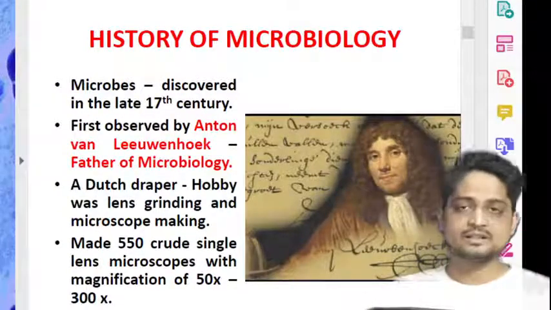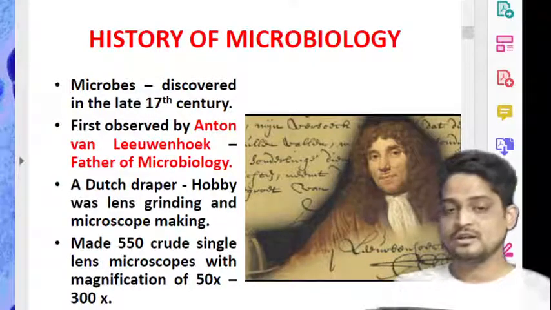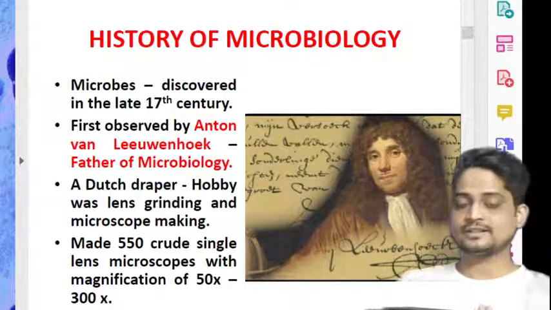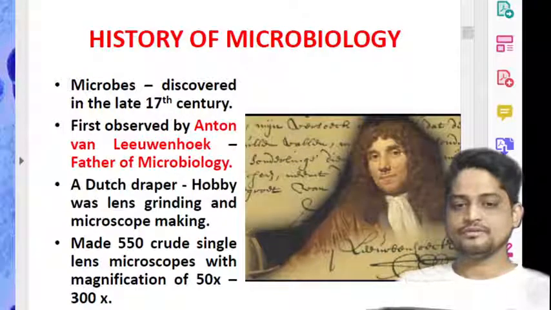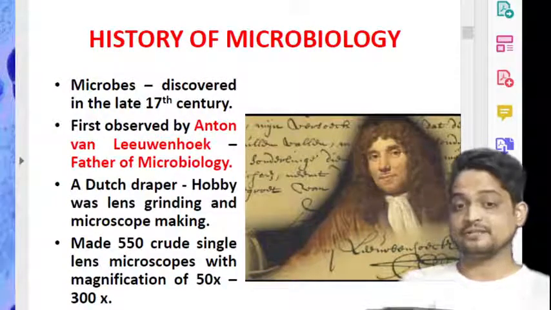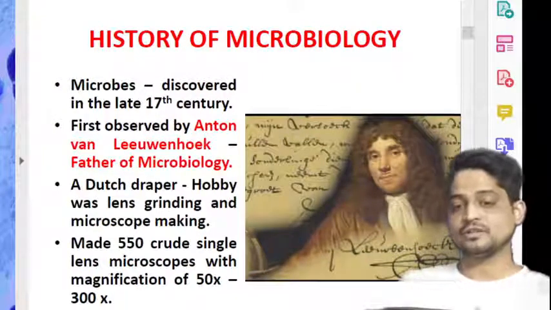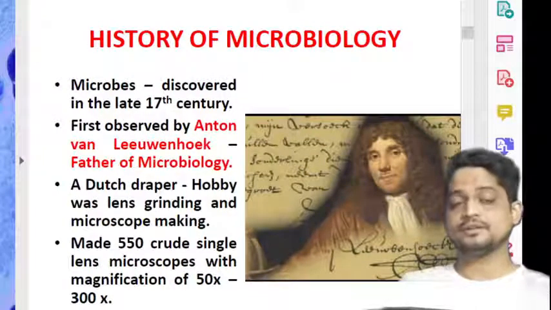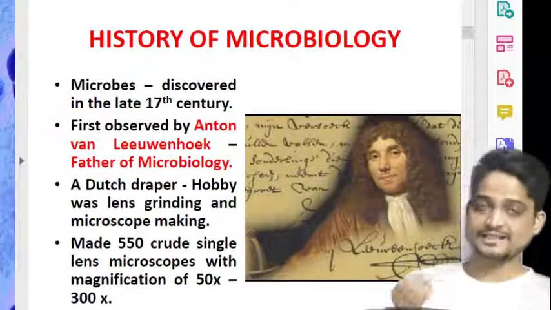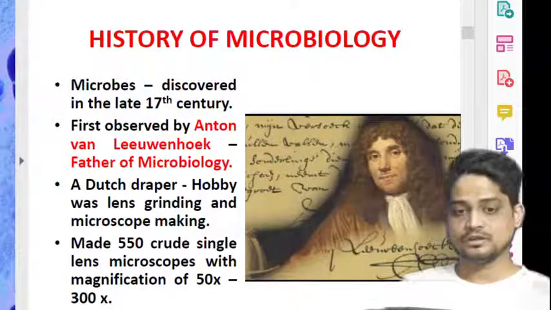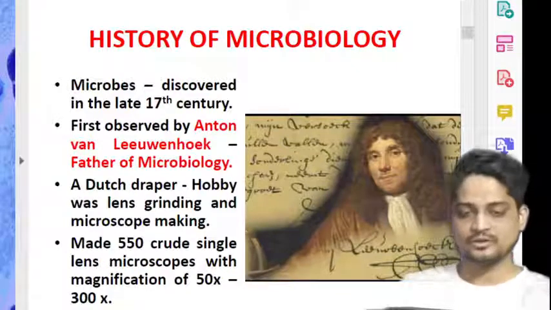Now, we are going to start with the history of microbiology, and whenever we talk about history, there is a name which is always mentioned, and his name is Antony van Leeuwenhoek. When we talk about microbe discovery in the late 17th century, he was the scientist, the observer, and that is why he is known as one of the fathers of microbiology. I said one of the fathers because there are more involved in that historical background.